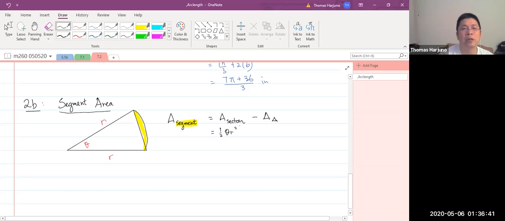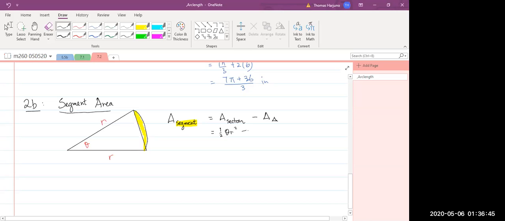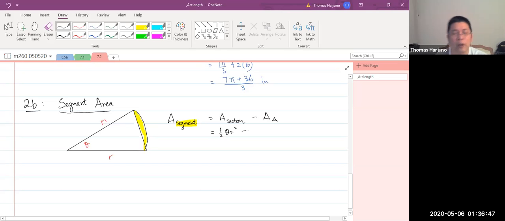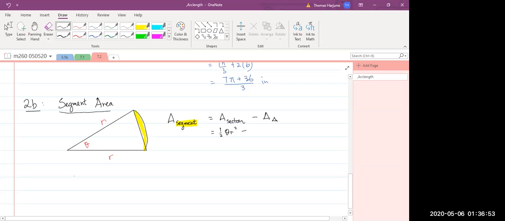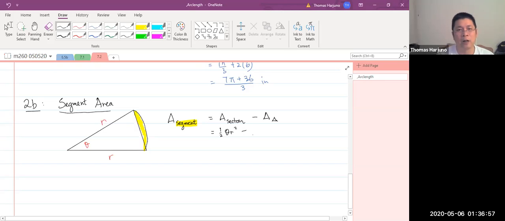But do you remember the area of the triangle? Half base times height. Yeah, but we don't have base, we don't have height here, but we have theta. Half r squared sine theta. In this case, yes, half r squared sine theta.